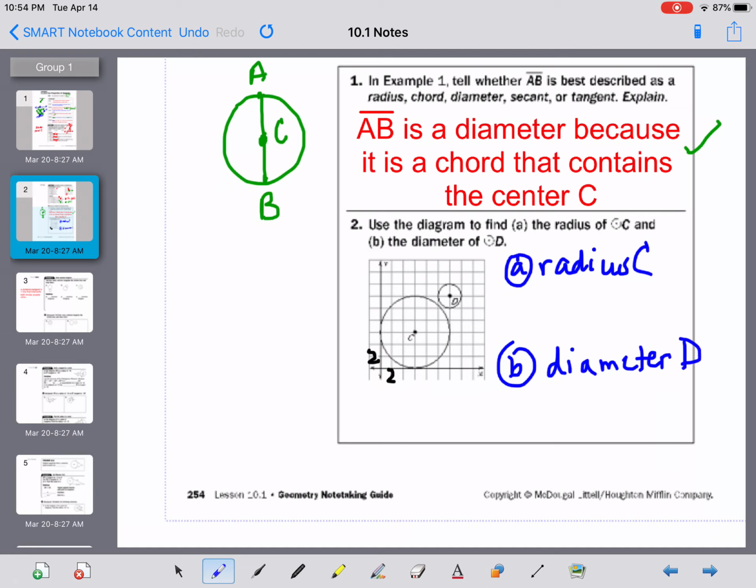Okay, starting with the radius of C, we go straight from the center out to get the radius. There are 3 spaces, but because each of the 3 spaces is a 2, my radius would be 6. For D, it's easiest to go with the radius. My radius is 1, but each of those lines is actually 2, so it's 2. So my diameter is twice that, 2 times 2 is 4. Make sure that you pay attention to the scale of those graphs.